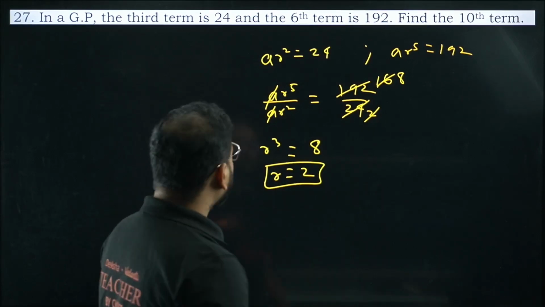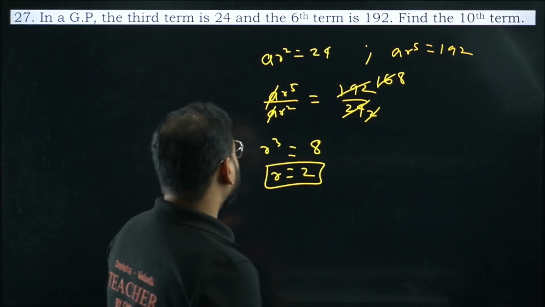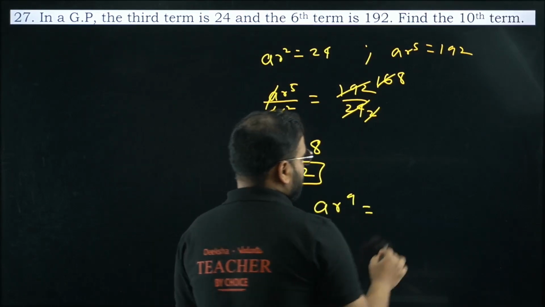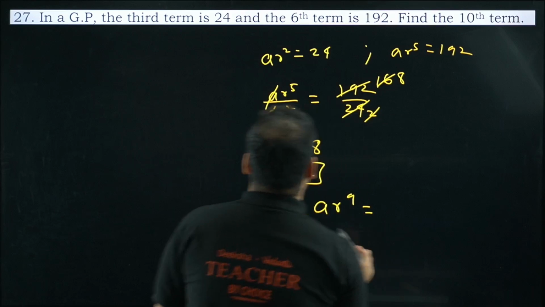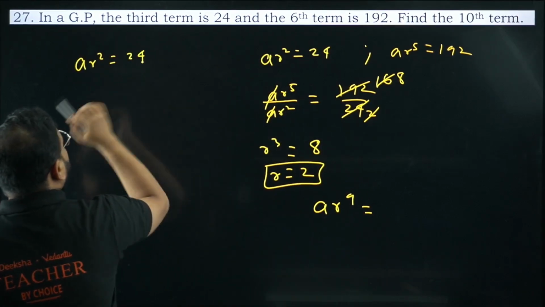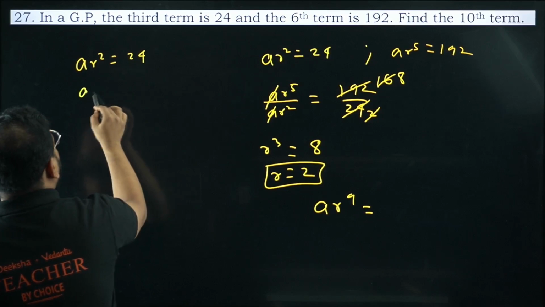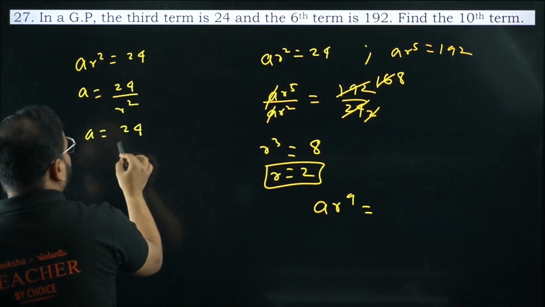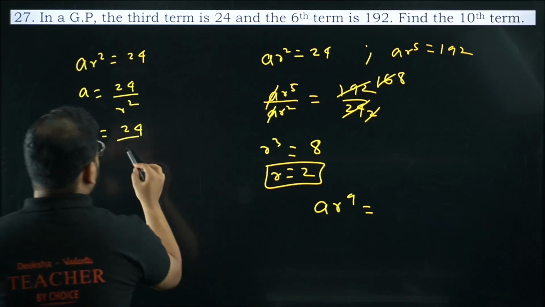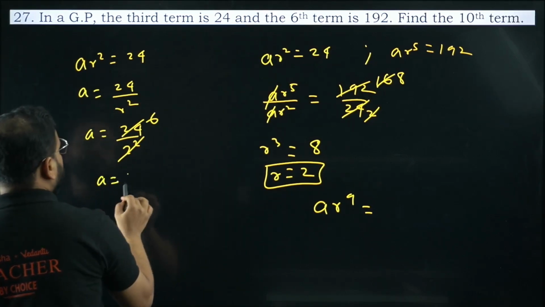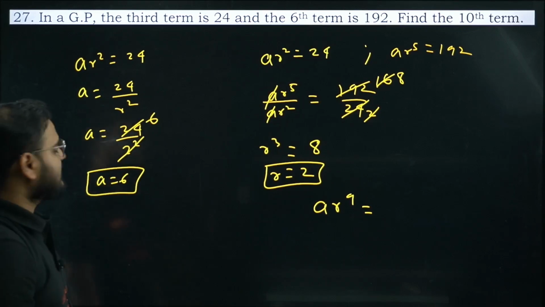Math was also okay with the other root, but let's take positive. The 10th term will become ar^9. First we have to find the value of a. So ar square equals 24, so a will be 24 by r square, which is 24 upon 2 square, that's 4. So a value is 6. Please check.